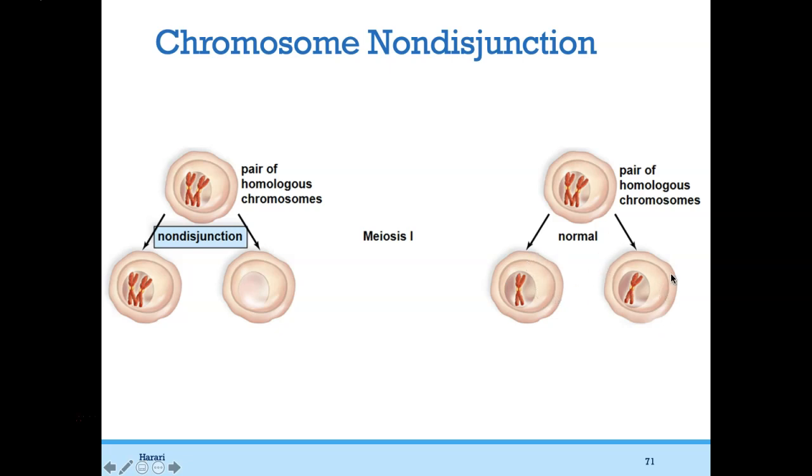But what if they don't divide? What if the microtubules, for some reason, don't grab onto the second pair? And what if both pairs of homologous chromosomes end in one cell and the other's just empty? That's called non-disjunction in meiosis 1. So a primary non-disjunction is the actual term. In a primary non-disjunction, both members of a homologous pair go into the same daughter cell. So that's really bad.